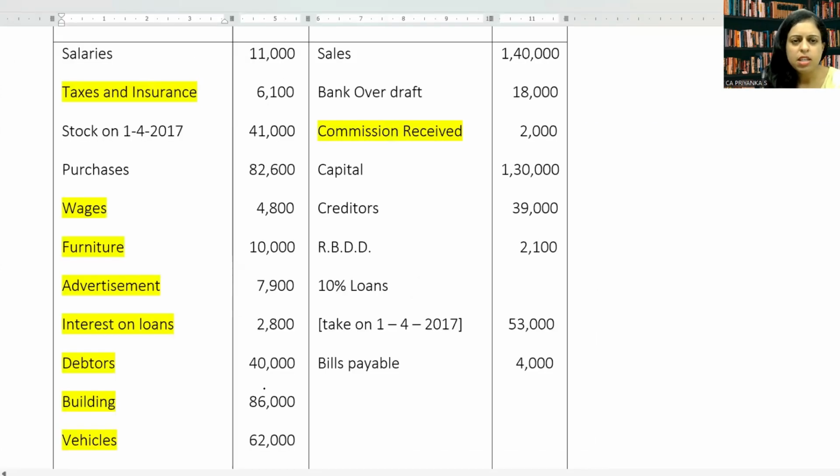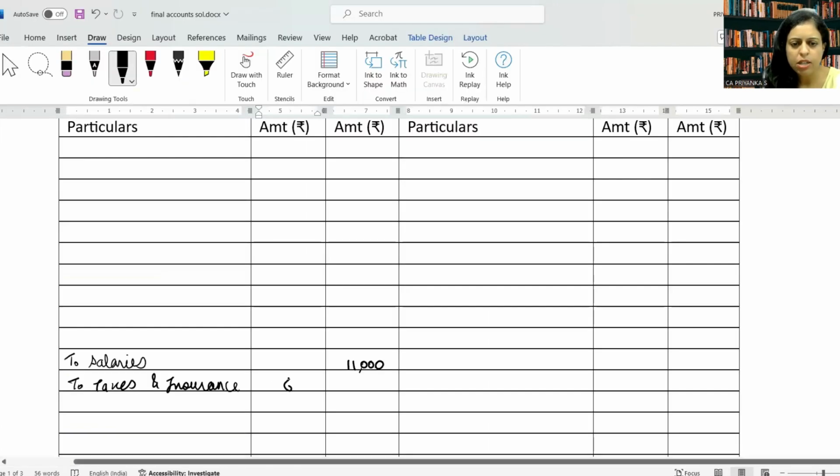Now, if you see taxes and insurance, it has some adjustment, 6,100. I'm going to write it in the inner column. I'm not going to give the effect of adjustments right now. I will do it later. Just now, focus on the trial balance accounts.